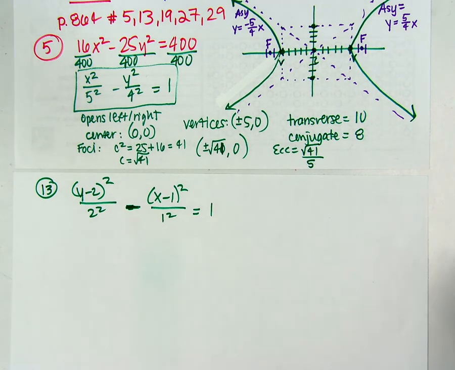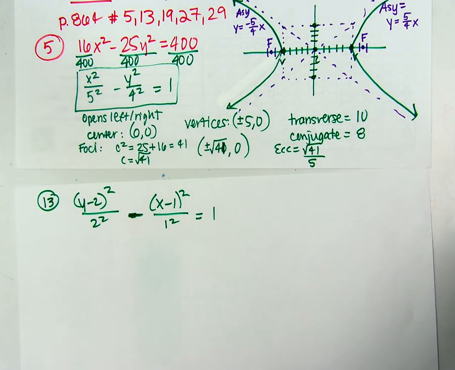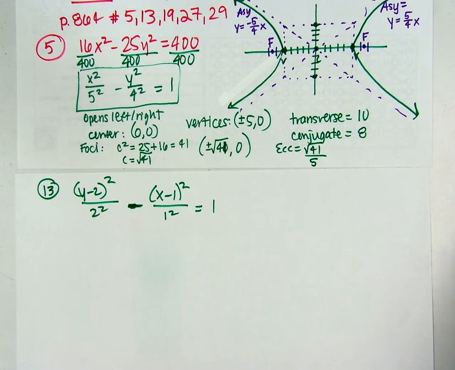All right, so again, we're going to graph. The nice thing about this one is that it's already equal to 1, so we don't need to solve. All right, so we still need to identify where the vertices, the foci, the length of the transverse and conjugate axes, the eccentricity, and the equation of the asymptote are. All right, so let's graph this one.